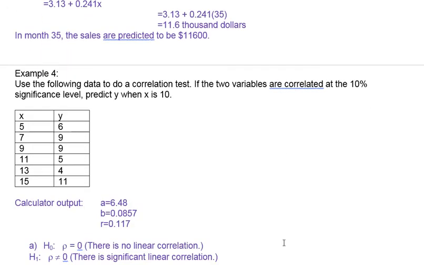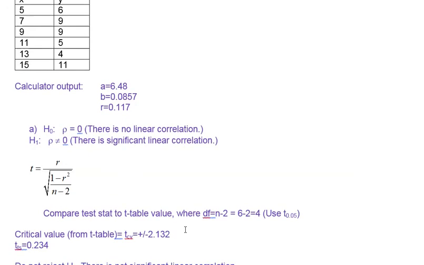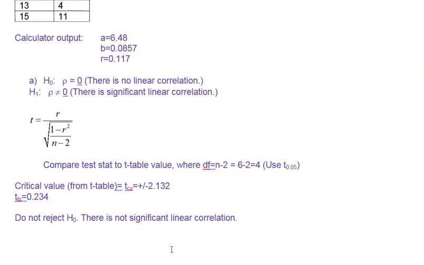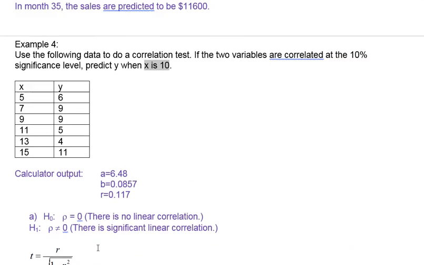So next one, again, this one's a little shorter. You might want to use a calculator for this. So this one would be an example of interpolation. Our x value that we're predicting for is in between two values. And so in our calculator output for this one, we get a much lower r. And when we plug that in, we get a test statistic that is very small, does not fall in our critical region, so there's not significant linear correlation. So when we come to that conclusion, we would not use our slope and our intercept to make that prediction.